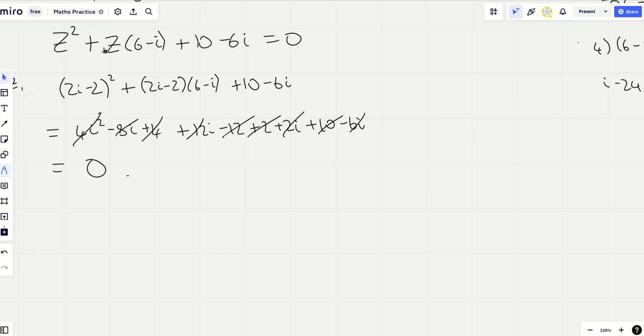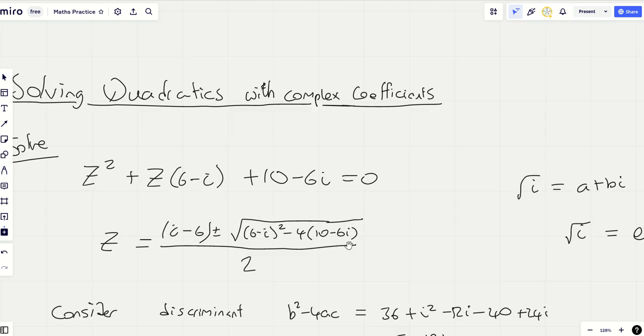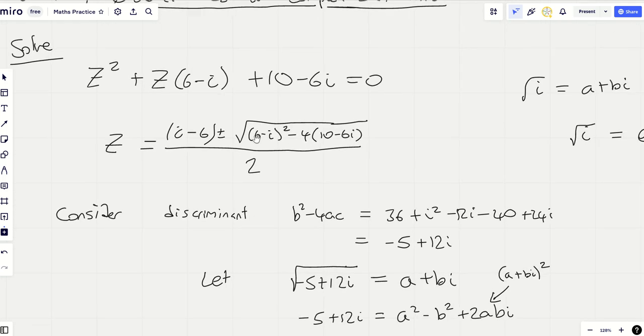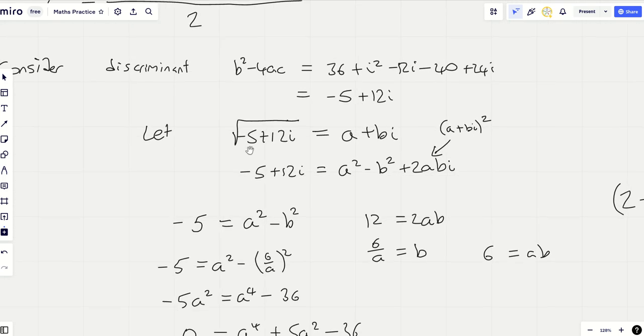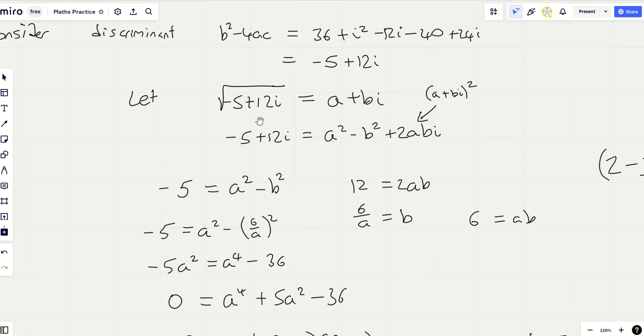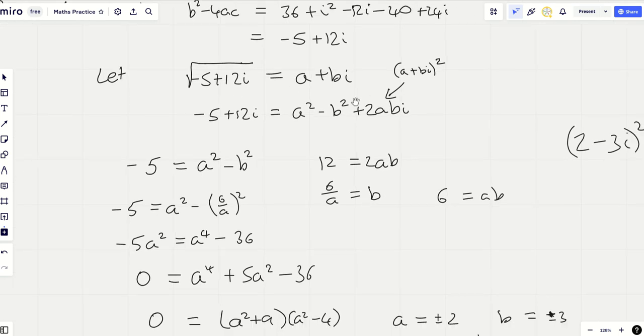See, it works. So if you do get asked to solve a quadratic with complex coefficients, we can just use the quad formula. The one step you need to be aware of is that, if you've got a square root of some complex number, let it equal a plus bi. That's how you square root complex numbers. It's a simple way of square rooting it.